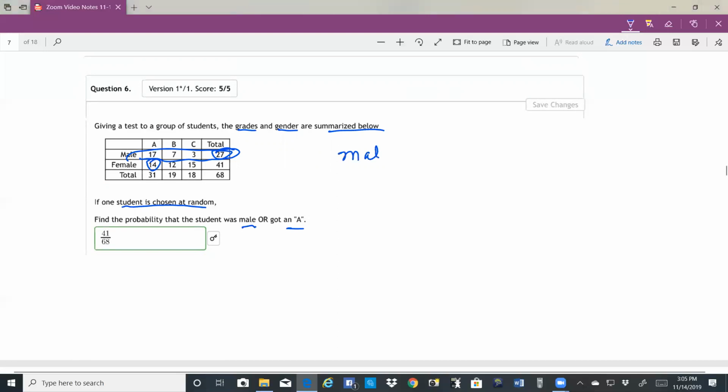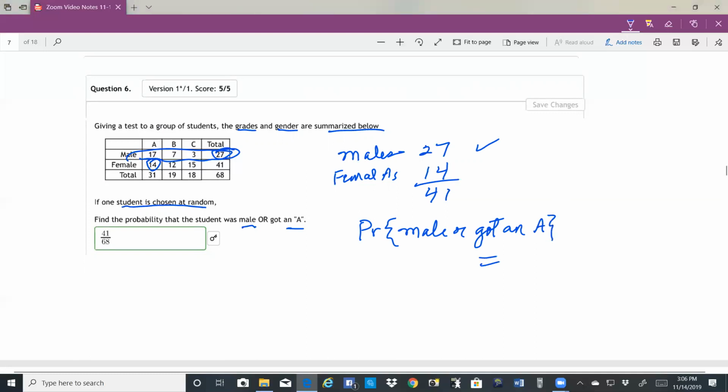So the males were 27, and the female A's was 14, given a total of 41 that were either male or got an A. So the probability of male or got an A would be 41 out of 68.